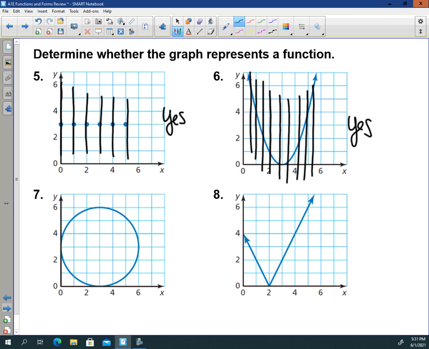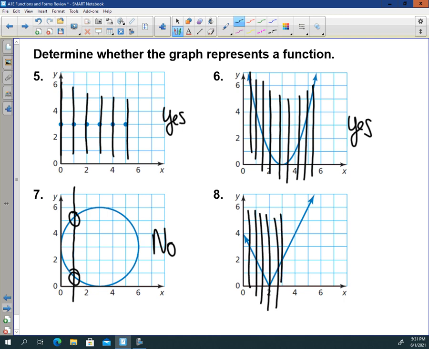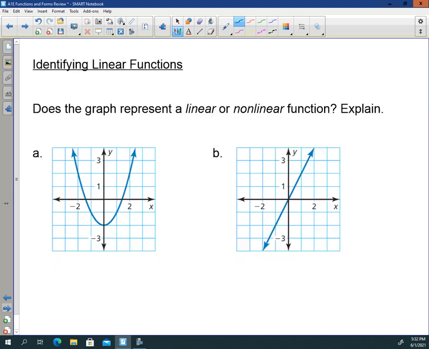Now look at this one. I can draw this vertical line right here, and it hits this graph at 2 different places. So this is not a function. And then this one, I can draw vertical lines all day. I'm still only going to hit that graph at one place. So that's a yes. That is a function. So, functions, they're fun.